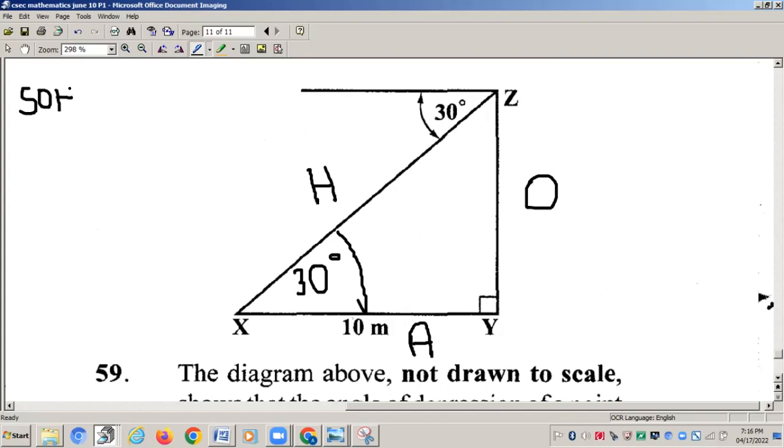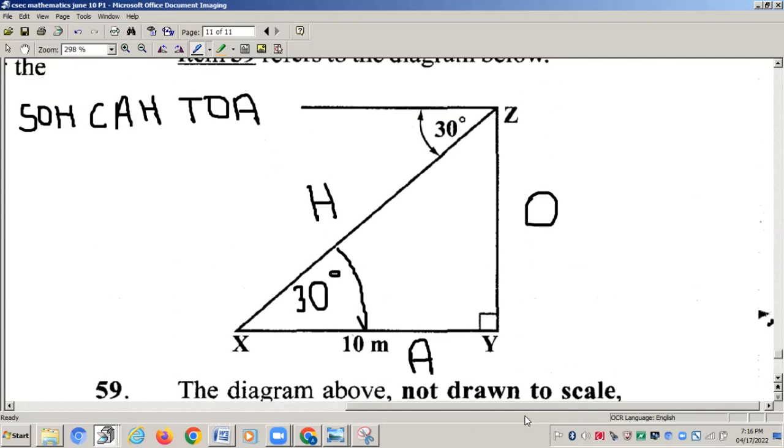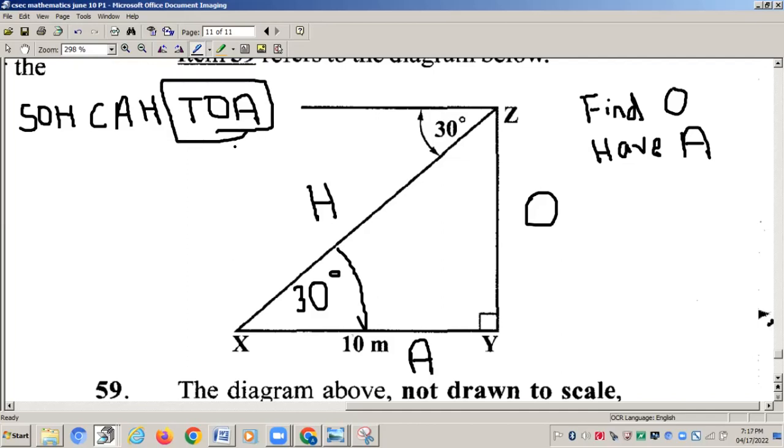Remember in the last couple of exam questions they actually told us that they're going to use tan, not true? They told us about tan, but this one they didn't specify. So we want to find what? YZ. In other words, we need to find O. Which side do we have? We have the adjacent A. So which formula has O and A in it, and the angle?